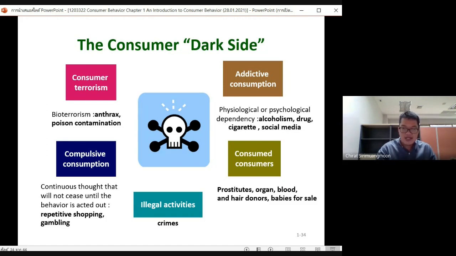Okay. Like you keep thinking about shopping, then if you shop, it is over. But alcohol, like drinking, you can drink more and more and more until you get drunk. So it's different, right? Or social media, sometimes you spend more time surfing the internet or online on Facebook. So even if you used it, you can continue to do it. But it's not like continuous thought, then compulsive consumption. You will stop when you finish it. Okay.